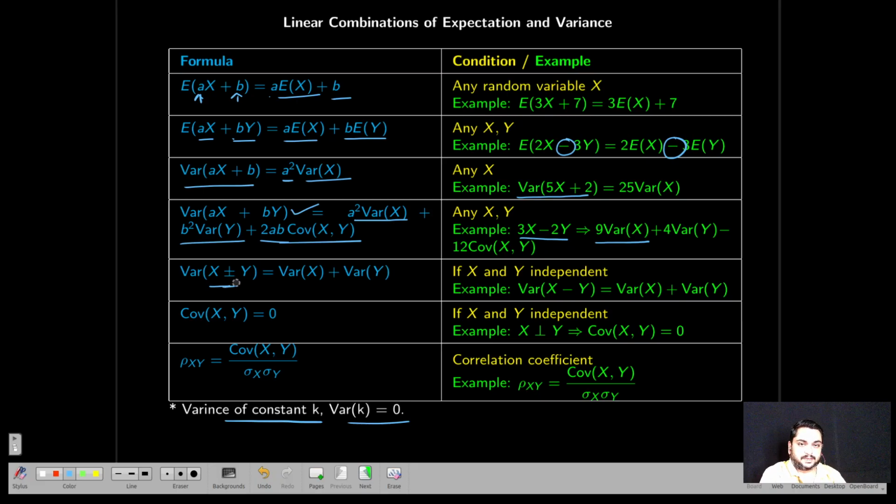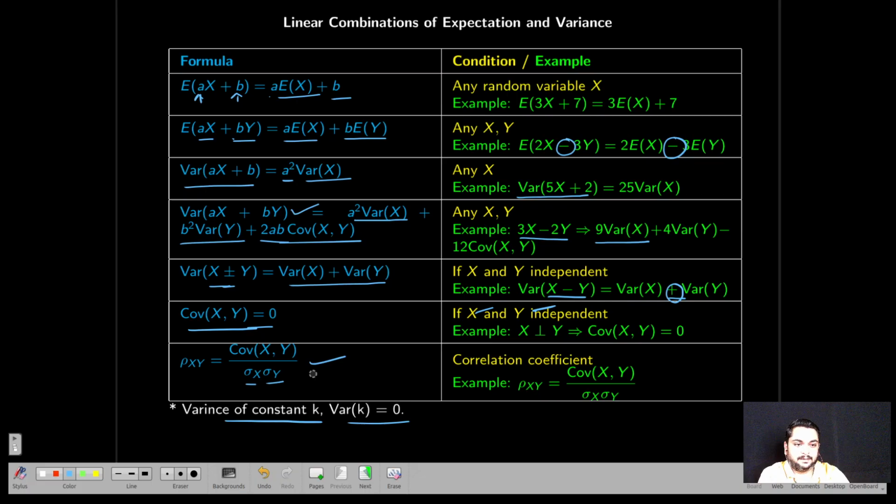Variance of x plus or minus y is equal to variance of x plus variance of y only. Even to take the difference, variance of x minus y is always variance of x plus variance of y only. When you take the variance, you have to add them because it's only the magnitude. Covariance of x comma y is equal to 0 only when x and y are independent. If x and y are independent, then covariance is 0 because there is no relation between these two. Similarly, already seen, correlation coefficient is given as covariance of x comma y divided by standard deviation of x into standard deviation of y.